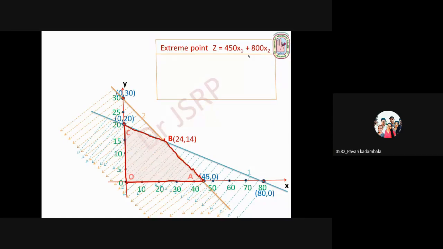Sir, could you tell me once? Which region, the left side region or right side region? How can we decide to take that as the feasible region?